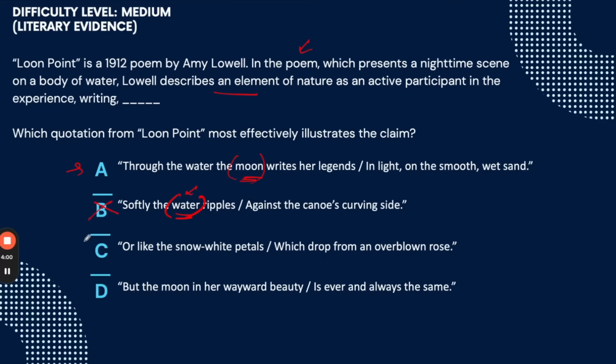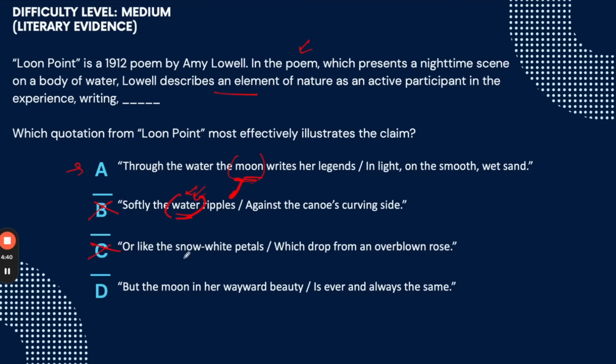So B is definitely out because it's not making a personification of water as it was doing in option A for moon. Let's look at C now. "Or like the snow white petals which dropped from an overblown rose." Now this is a simile where it's making a comparison of something to petals falling, right? Which is more of a passive description of a natural process. It is not an active participation. It's happening on its own, right? There's no such active participation here. So C is also out because it's not talking about an active participation by an element of nature.